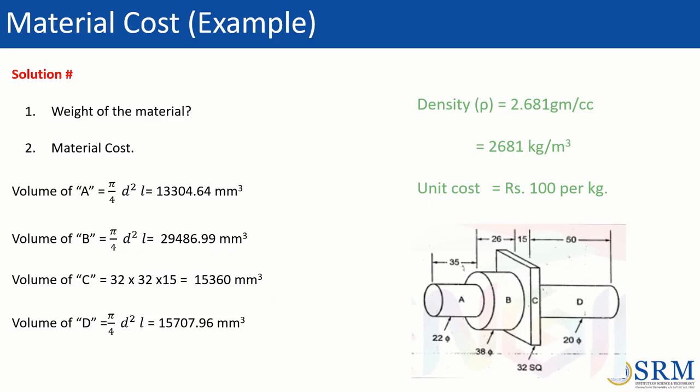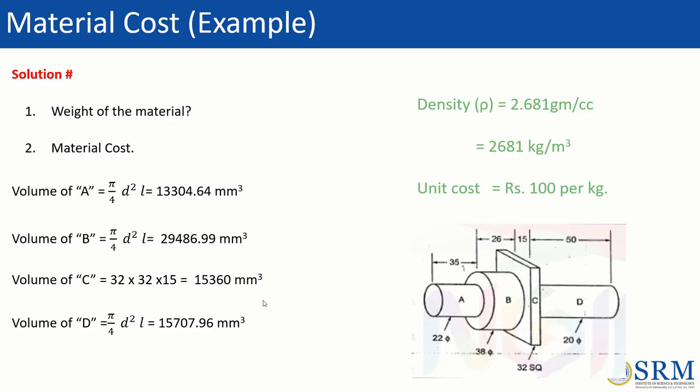which is a square flange measuring 32 by 32 with a thickness of 15 mm. Using length times width times height, its volume is calculated like this. Okay, length into breadth into height, that is 15360 millimeter cube. And similarly, volume of D, since it is a cylindrical component, we can calculate taking the diameter as 20 and the length as 50, we can calculate the volume as 15707.96 millimeter cube.